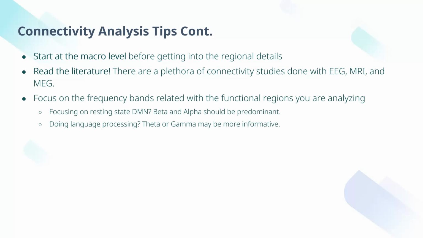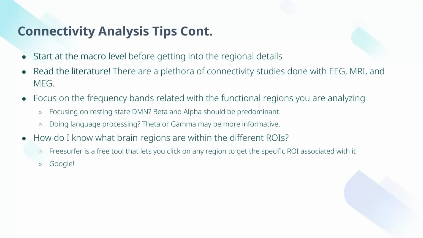When you're trying to figure out what frequency band to look at, focus on the frequency band related to the functional regions you are analyzing. So if you're looking at a resting state default mode network, beta and alpha are the frequency bands you're focusing on. Whereas if you're doing language processing, theta or gamma may be more informative.